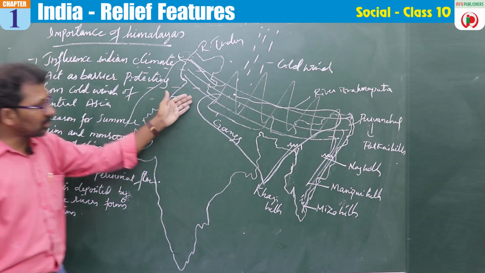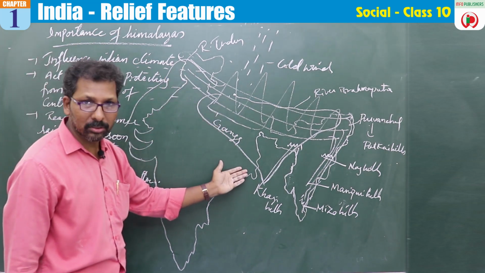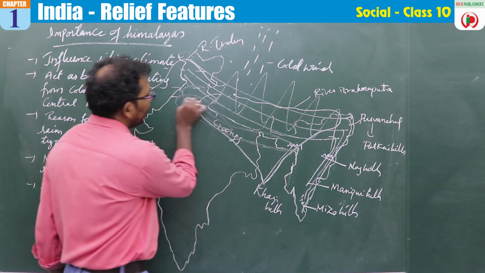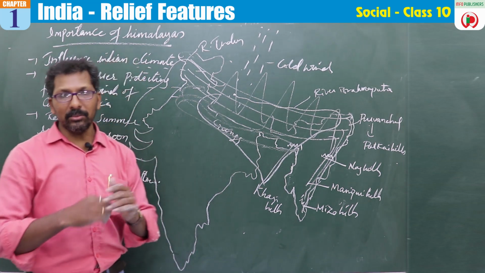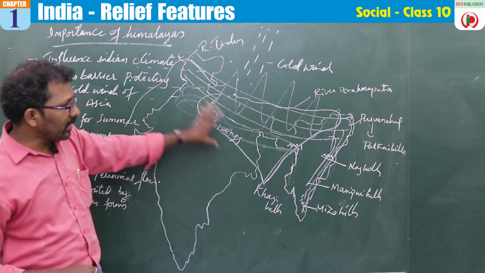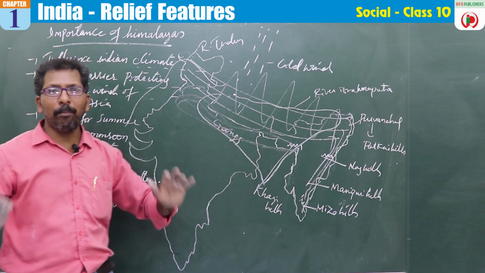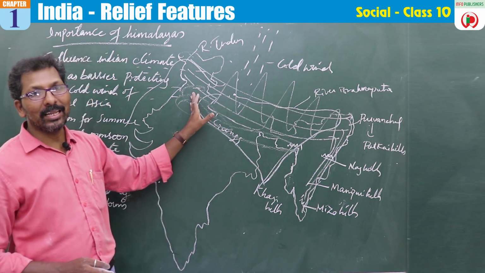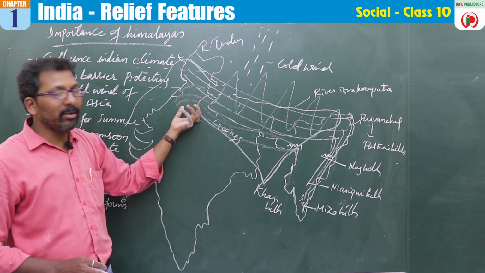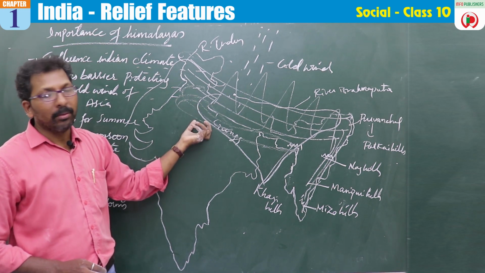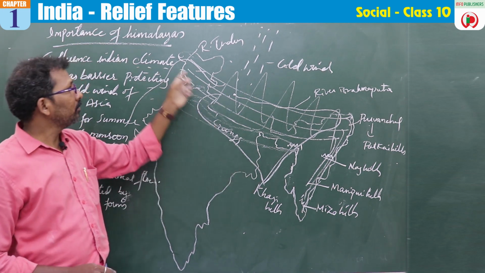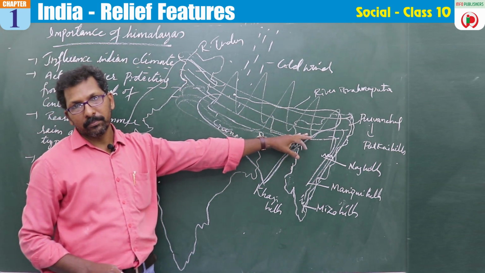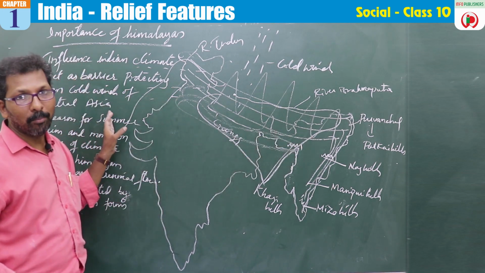And whatever silt is brought by these rivers is deposited here, and it has led to the formation of the plains. The Indo-Gangetic plains, the largest plains in the whole world, are present in India. And this Indo-Gangetic plain has been formed by the three major rivers, Indus, Ganga and Brahmaputra. Hope you have understood the importance of the Himalayas.